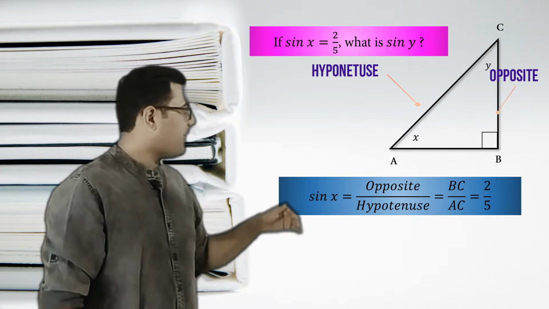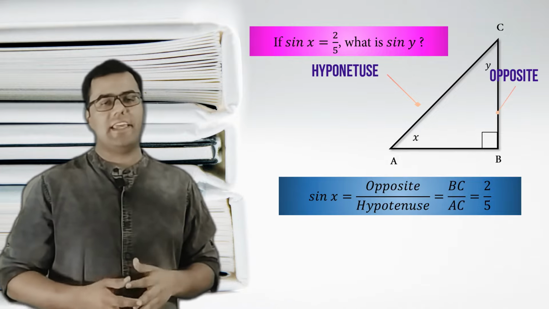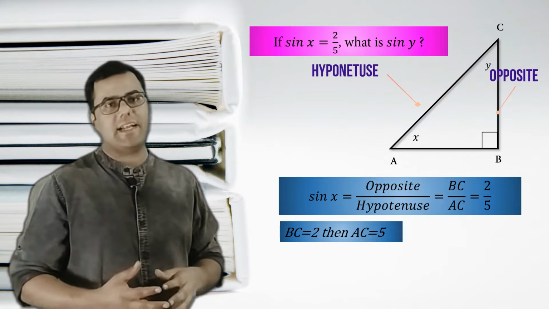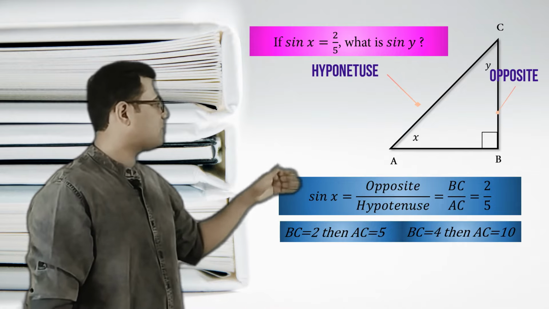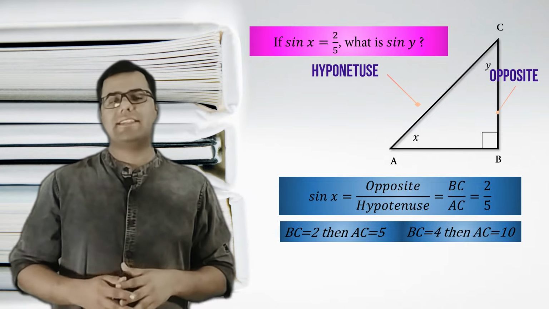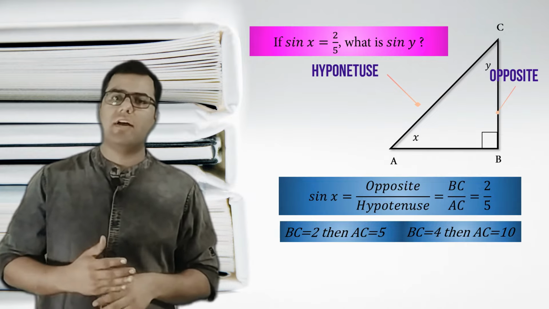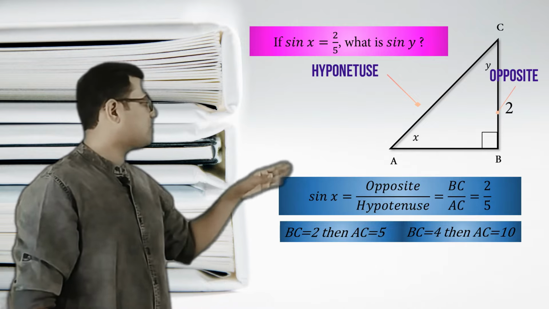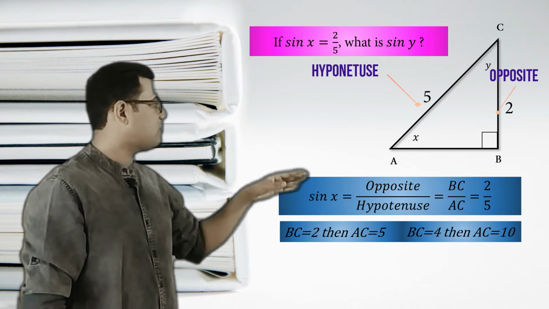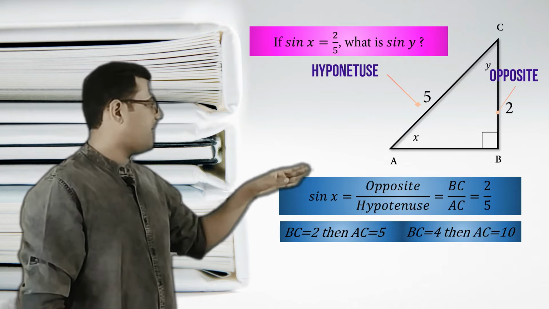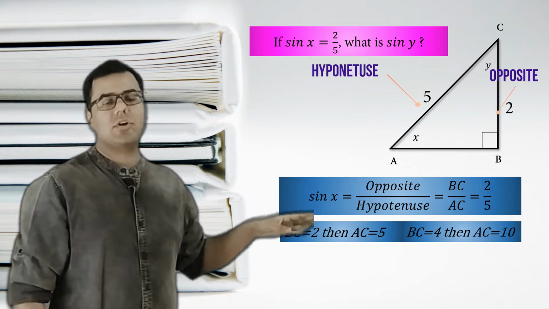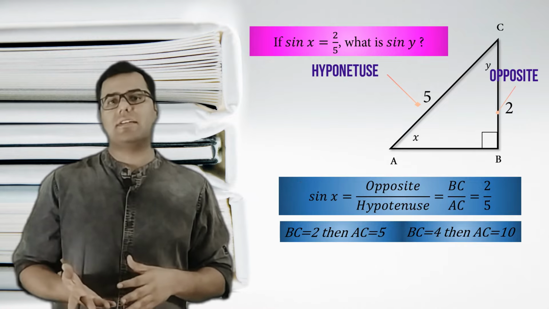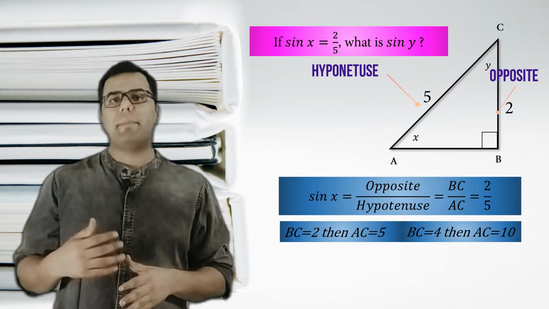If BC by AC equals 2 by 5, I can say that BC equals 2 and AC equals 5. I can also say that BC equals 4 and AC equals 10. All I have to ensure is that this ratio remains 2 by 5. For simplicity, I have taken BC equals 2 and AC equals 5. These are two sides of a right triangle, and I can easily find the other side using the Pythagorean theorem.